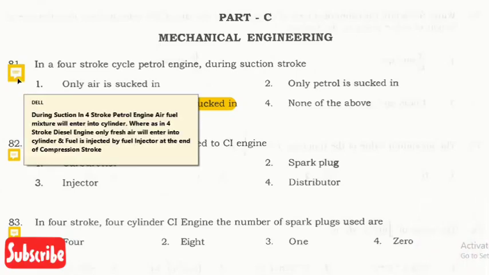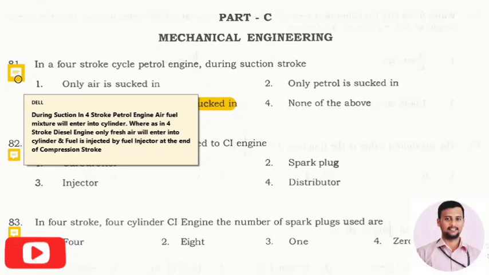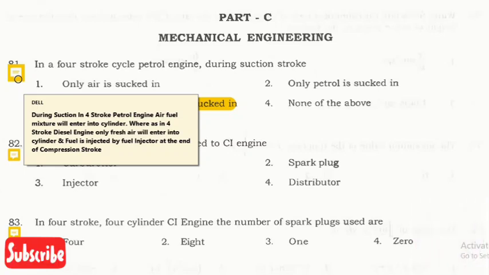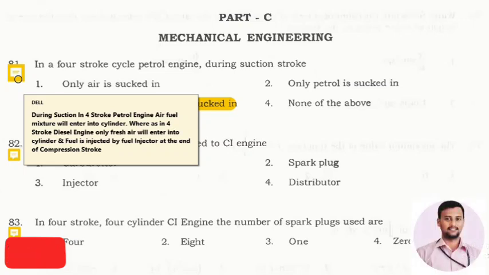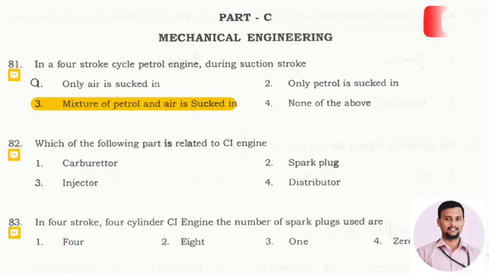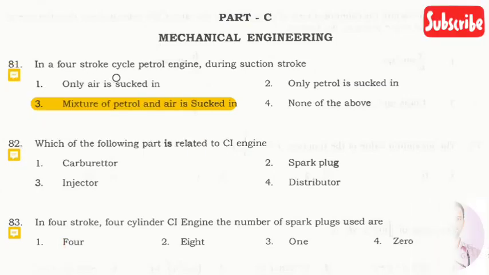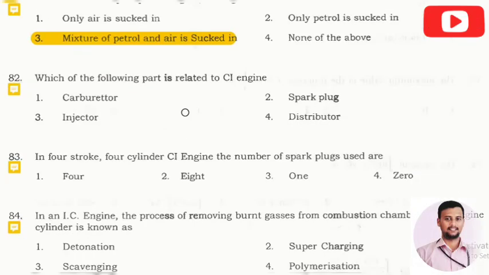In a four-stroke petrol engine during suction stroke, the mixture of fuel and air will enter into the cylinder through an inlet valve. Whereas in a four-stroke diesel engine, only the fresh air will enter into the cylinder through the inlet valve. Whereas fuel is injected by a fuel injector in diesel engine. So in a four-stroke petrol engine, the mixture of air and fuel will enter into the cylinder.